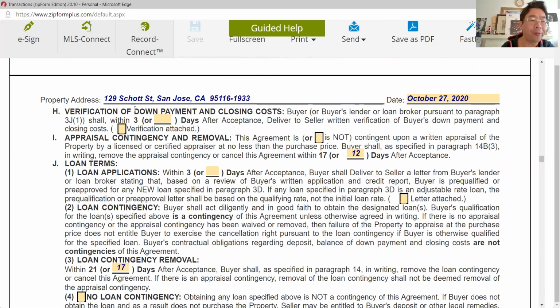And the verification of down payment and closing cost will be performed by the loan company, the loan broker. They will perform this, and then there'll be a lot of procedures he will ask you to do. And then there will also be an appraisal contingency, which we need to finish within 17 days, but we want to do it fast because they already moved out of the house. So our process can be fast. We're shooting for 12 days.